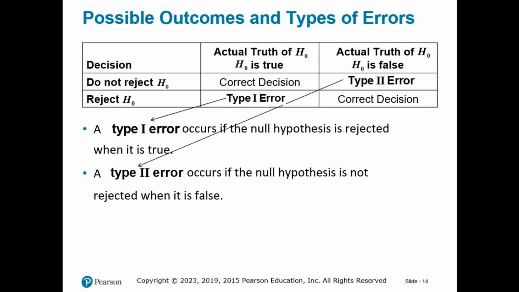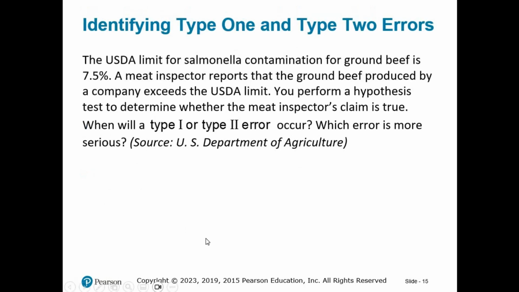Let's look at a real-life example of this. The USDA limit for salmonella contamination for ground beef is 7.5%. A meat inspector reports that the ground beef produced at a company exceeds the USDA limit. You perform a hypothesis test to determine whether the meat inspector's claim is true. When will a type 1 or type 2 error occur? Which error is more serious?